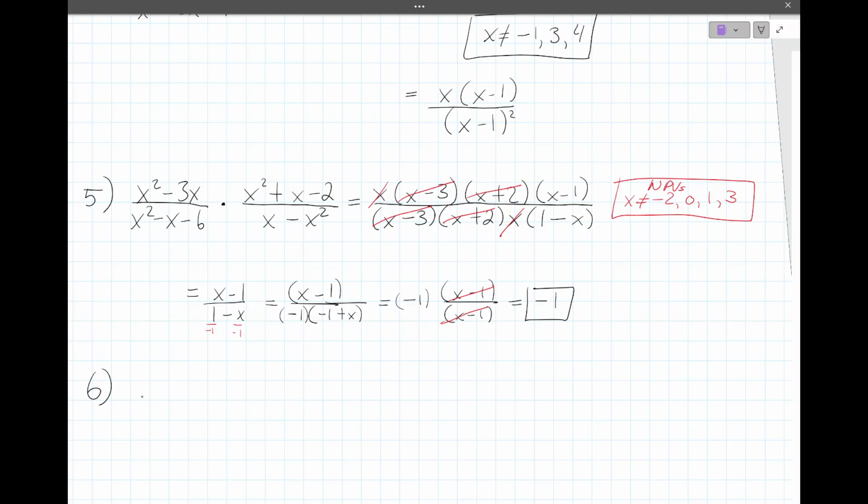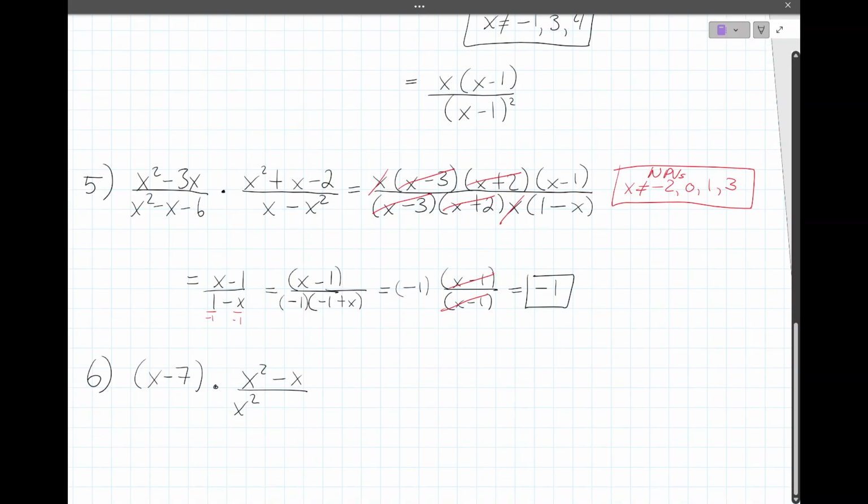Let's do another one. A couple of these are pretty straightforward, but it's worth taking a look at. X minus 7 times x squared minus x all over x squared minus 8x plus 7. And this one is just like, if you don't have a fraction there, it just counts as over 1, right? So the new thing here is this is just over 1.